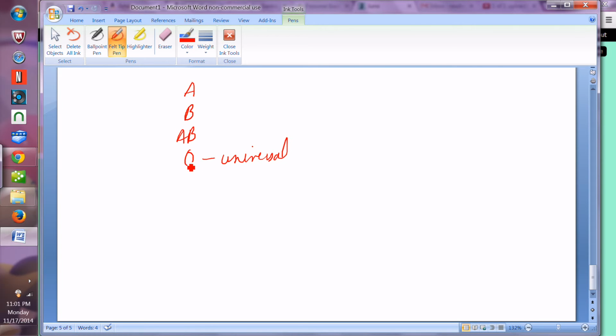It means a person with O blood can give blood to AB, can give blood to B, can give blood to A. But A can only get A, B can only get B, and the same with organ donation. An O is a universal donor. They can give organs to any other blood type, and you'll see why in just a minute. Usually an A also carries an O, but not necessarily.